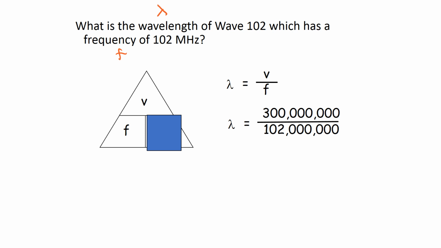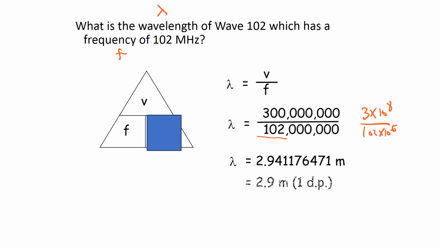Write it like that, or you could write it as 3 times 10 to the 8 divided by 102 times 10 to the 6. Both would be okay. You do what you prefer. That gives us 2.941176471 meters. You have 3 numbers for the 102, so the most you can put in your answer is 3. 2.94 would be okay. If you're putting more than that, you will be deducted marks.